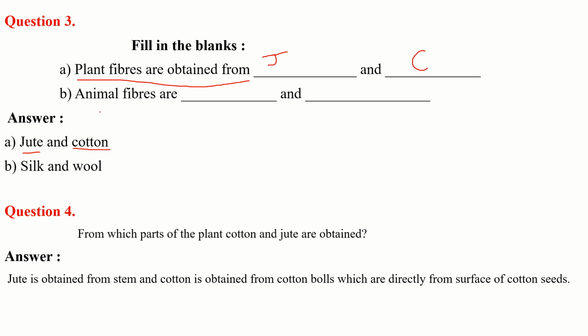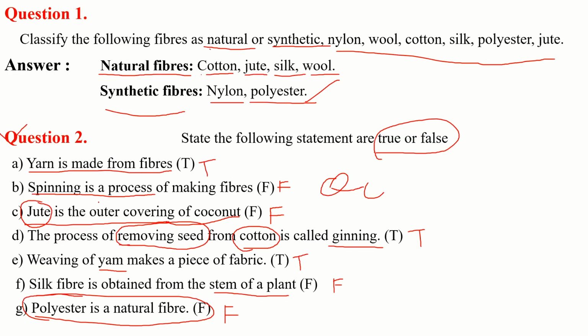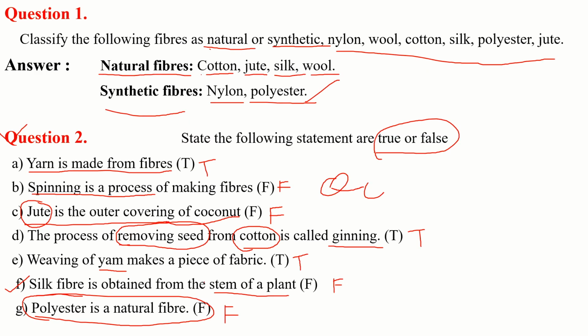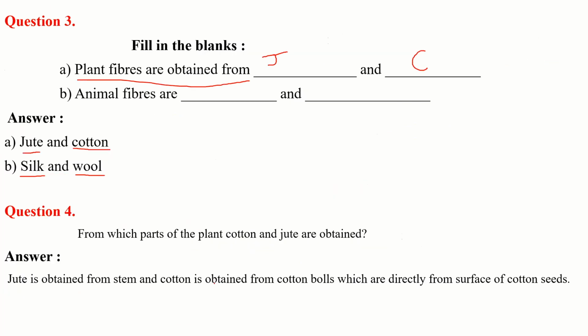Okay, next, animal fibers are dash and dash. Which are the animal fibers? Okay, silk as well as wool. We have seen in the second question, they asked whether silk fiber is obtained from the stem of the plants. No, they have given here that animal fibers are silk and wool. So we have written that statement as false. Silk does not come from the plants. We get the silk from the animal fibers. So silk is the first answer and wool is the second answer.